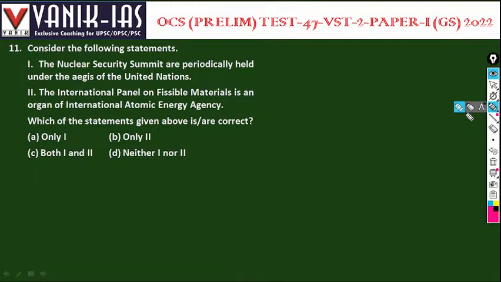The Nuclear Security Summit is periodically held under the aegis of the United Nations. The International Panel on Fissile Materials is an organ of the International Atomic Energy Agency. Which of the following statements are correct? Nuclear Security Summit.